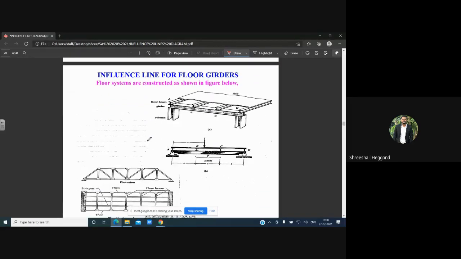If it is a truss, the influence line for floor girders, these are the floor systems constructed as in the given diagram. Here, if you see the diagram at the top, this is our slab. Below that, the girders are given. This is our floor beam and girders. These are the load carrying components in our structure.